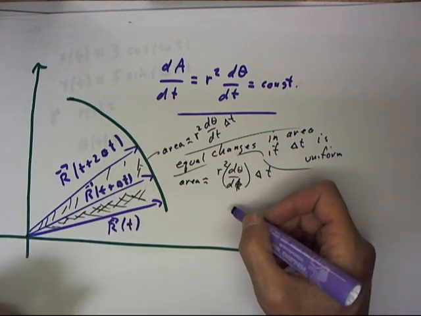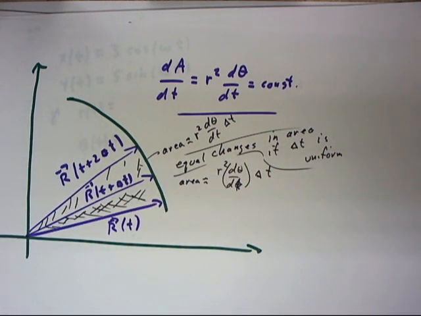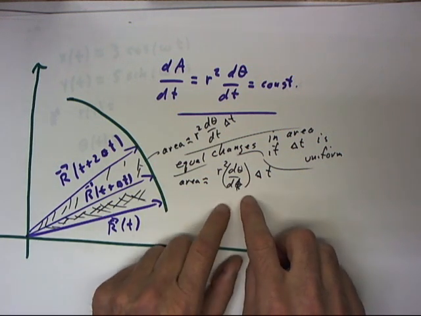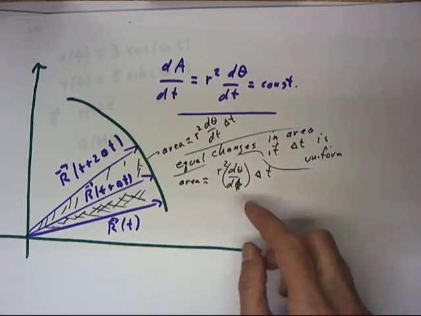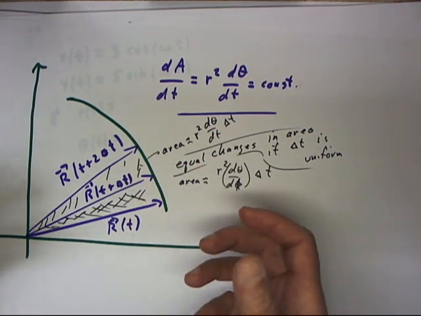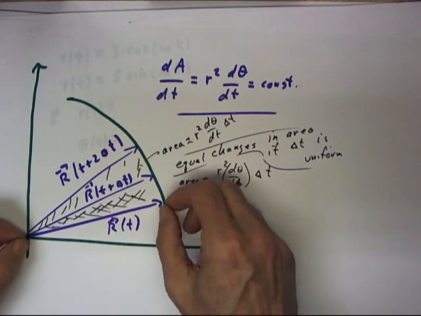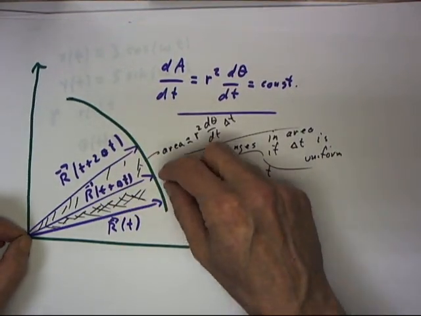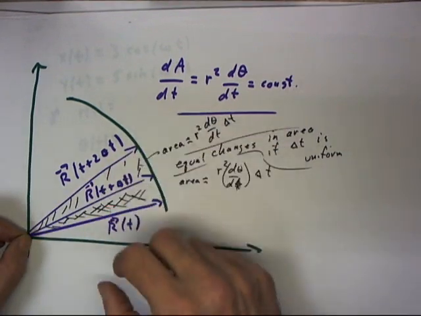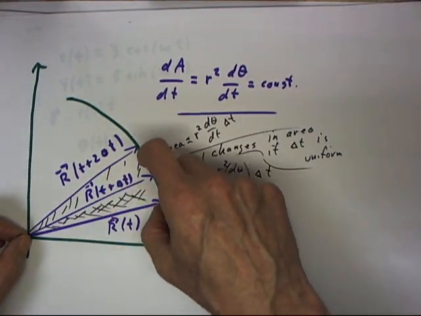Now we could develop that in terms of the integral. I'm not going to go into that detail at this point, but that's the ultimate meaning of this result, that as applied to planets, the path of a planet sweeps out equal areas of the region in equal times.